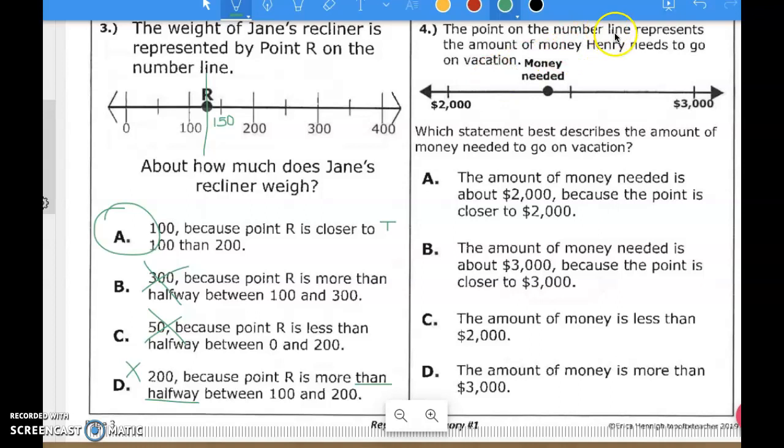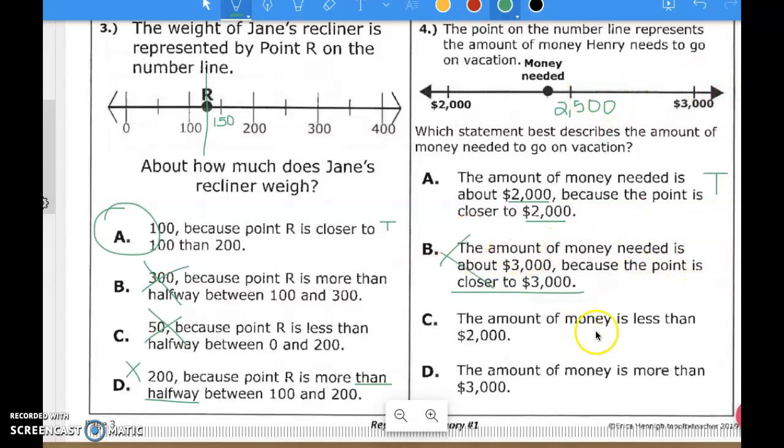The point on the number line represents the amount of money Henry needs to go on vacation. 2,000, 3,000, half of it between 2,000 and 3,000 is 2,500. It's getting closer to half of it, but it's not quite there yet. Okay, this one right here. The amount of money needed is about 2,000, because the point is closer to 2,000. Yes, it is closer to 2,000, so I'm going to click true. The amount of money needed is about 3,000, because the point is closer to 3,000, and that is not correct.